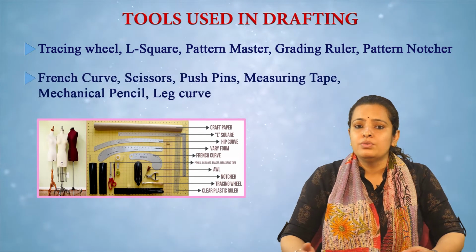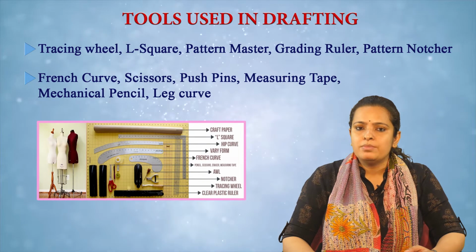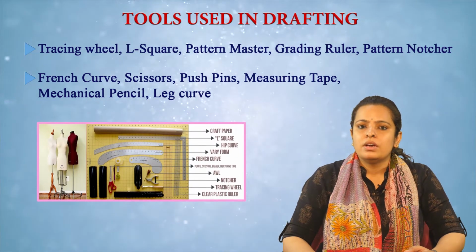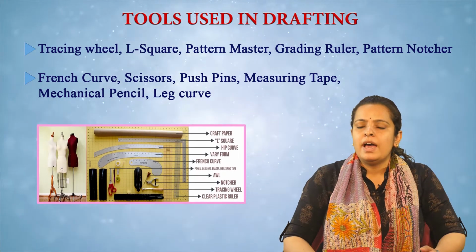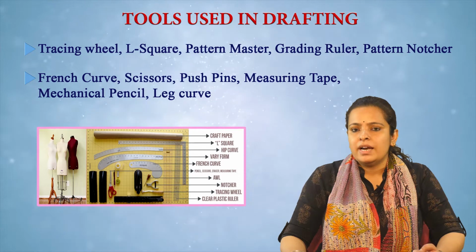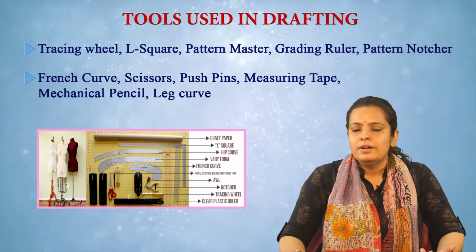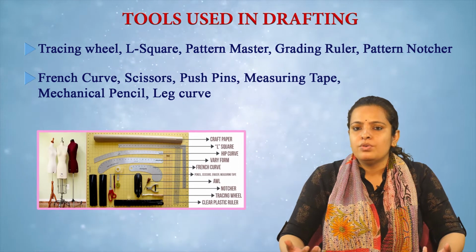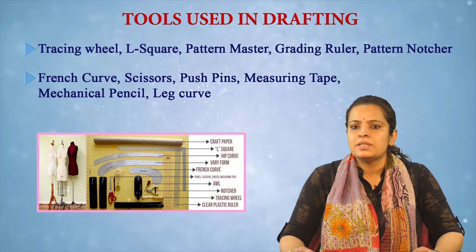Then we use the French curve. It is a curve-shaped scale. Scissors we all know. Push pins are small, thin pins with round balls at the end point, which hold the fabric or the paper. When you go for drafting or draping on the dress form, we use the push pins.